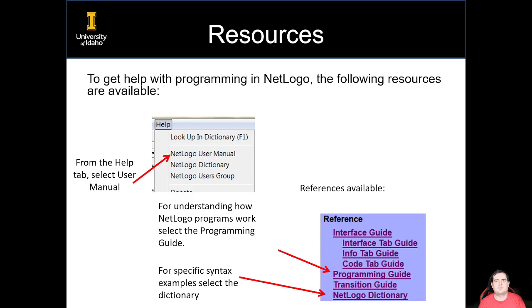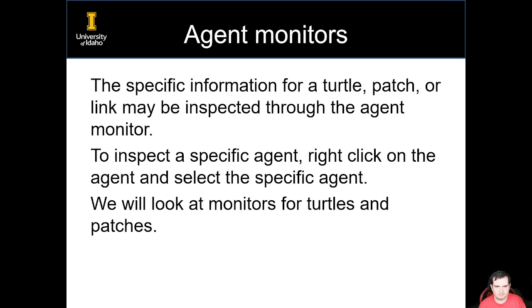Additionally, some other help with resources. If you go into the help, there is the user manual, and you can see things like a programming guide and also some syntax examples whenever you look at the definitions. For every agent, we have specific information that we can look at. This can be a turtle, a patch, or a link, and we can look at this through that agent monitor. You should have messed around with this a little bit in one of the prior units, so that you have a basic understanding of how you can look at these different agents.